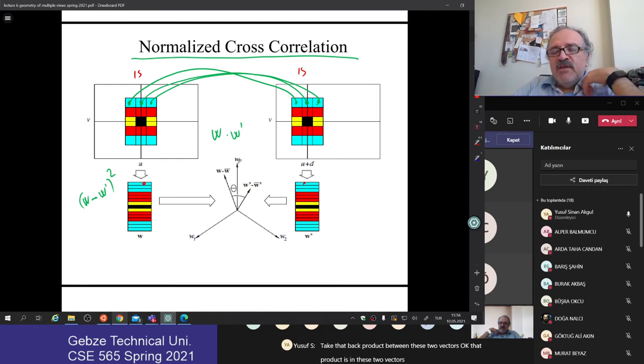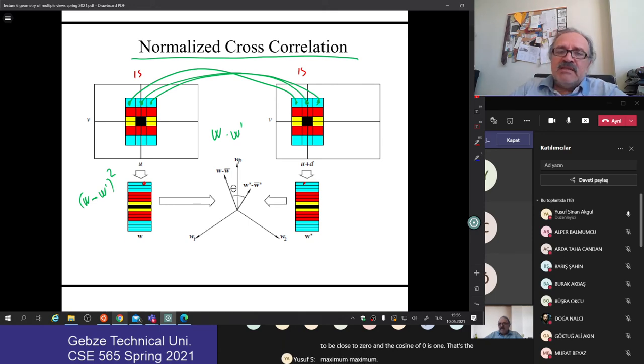So if these two vectors are similar to each other, their dot product is going to be large. Why? Because the angle between them is going to be close to zero, and the cosine of zero is one. That's the maximum.